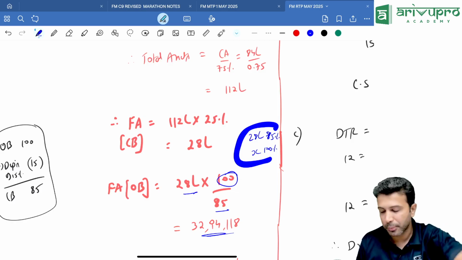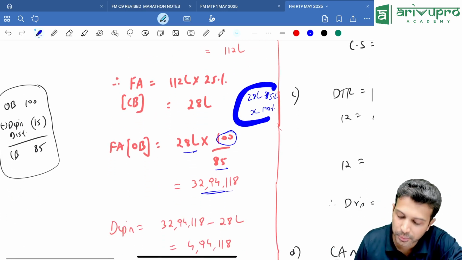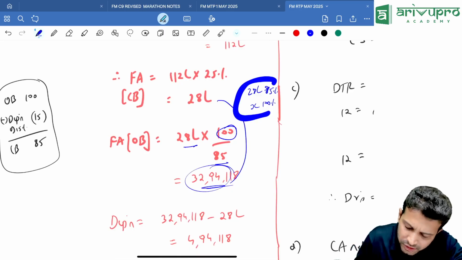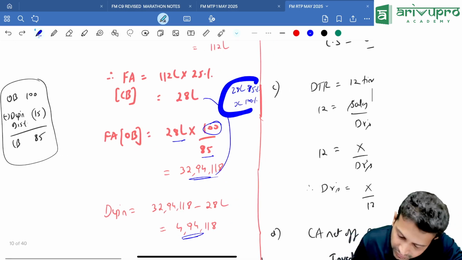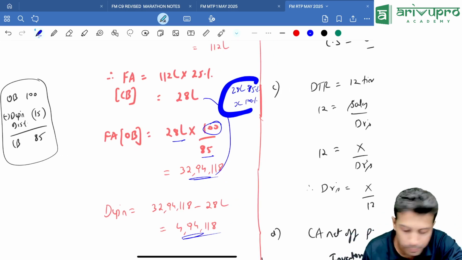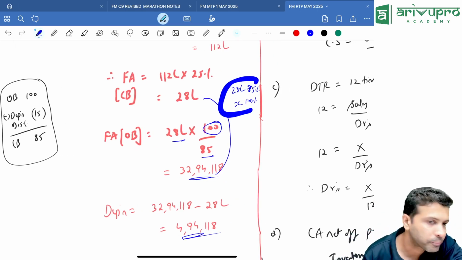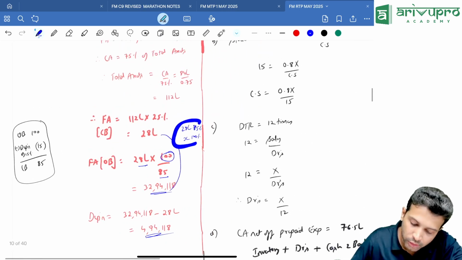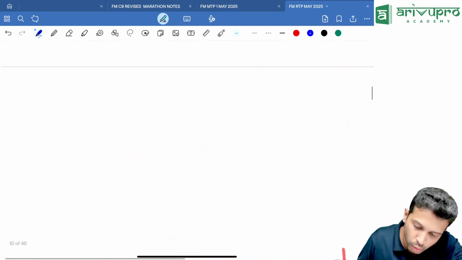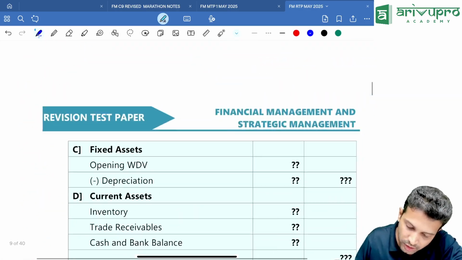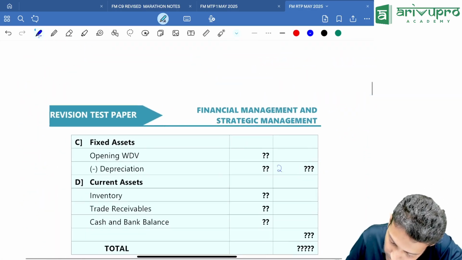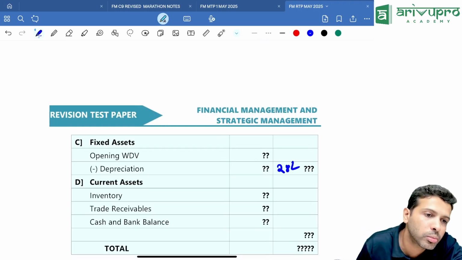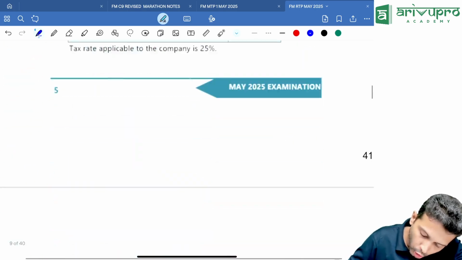You have charged a depreciation of 15%. Either you can find depreciation as the difference between these two, or you can multiply 15% of this. You will get 4,94,118. That is the depreciation we have calculated. Done, people? So far, any problem? Now, let's update this value. I'll update only the closing balance of fixed assets, which is 28 lakh. This we have got. Any problem? No.